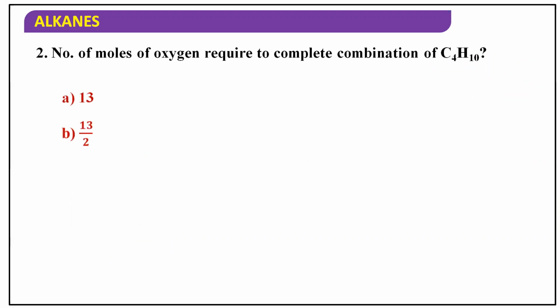Number of moles of oxygen required for complete combustion of C4H10. Complete combustion, right? What is the formula we discussed? (3n+1)/2 O2. N is 4 here, so how much will it be? 13 by 2. So the number of moles of oxygen required for complete combustion is 13 by 2. So we have to remember this formula.